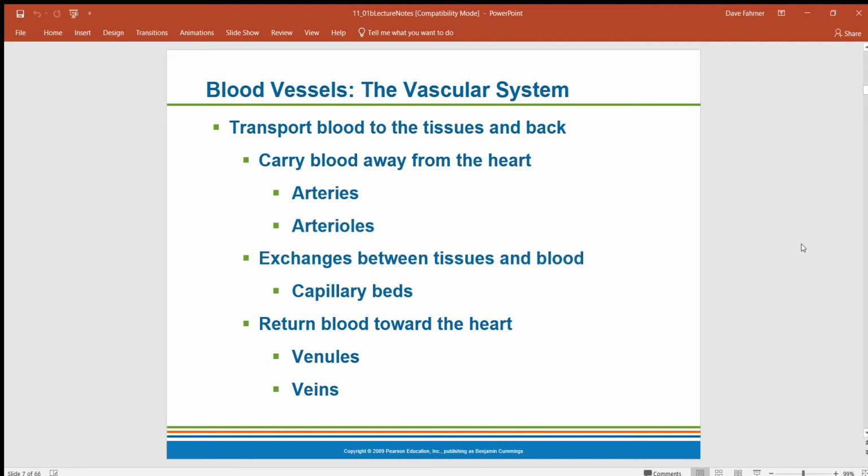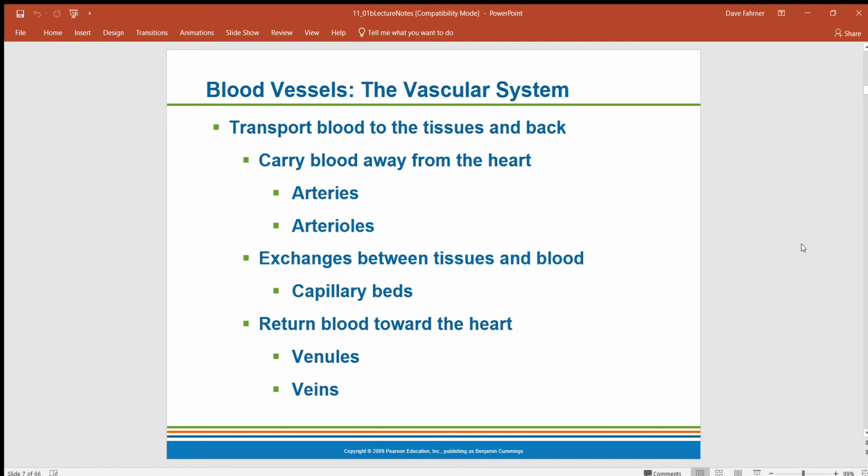This is where the exchanges occur: waste products are taken out of the tissues and into the blood, and from the blood into the tissues come the nutrients. Blood then basically returns to the heart.